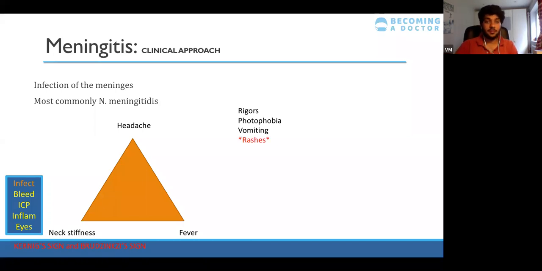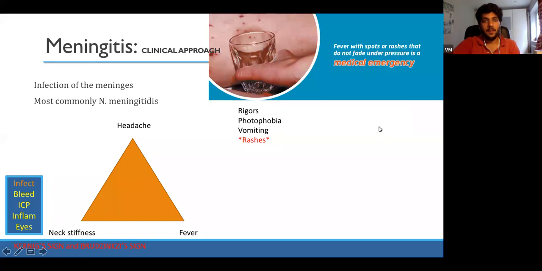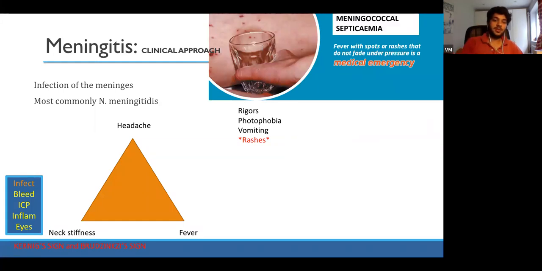And I go into rashes because I'm going to talk a little bit about an aside about meningococcal septicemia. Meningococcal septicemia and meningitis are not the same thing. It's one of those things that people get confused about quite a lot. This particular rash, which is the non-blanching rash, that is a medical emergency. If you see that rash, the first thing you think of is meningococcal septicemia. The difference is that meningitis is simply an infection of the meninges. Meningococcal septicemia is infection of the blood by the bacteria Neisseria meningitidis. They are two separate conditions.